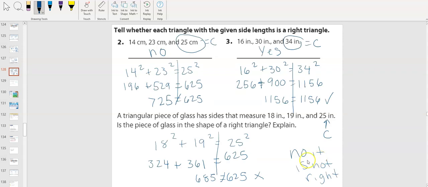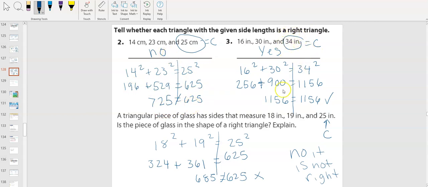All right, good work. Go ahead and check your answers here. You can see on number 2, you should have taken the 25 as C. That's the most important thing that you should try to remember, is that you first have to figure out which one is C. A and B don't really matter. But if I plug C in here and then I solve the problem, I'm going to get 725 equals 625, which is not a right angle.